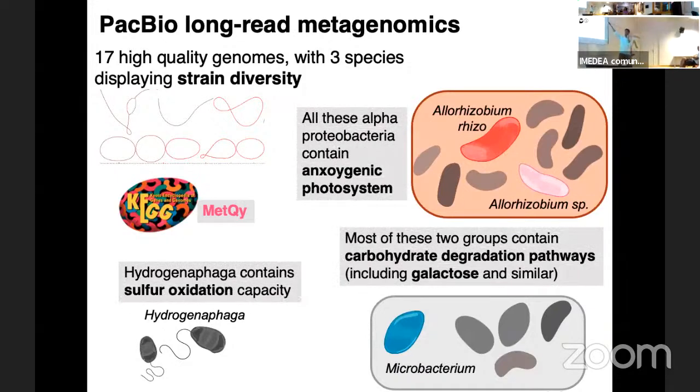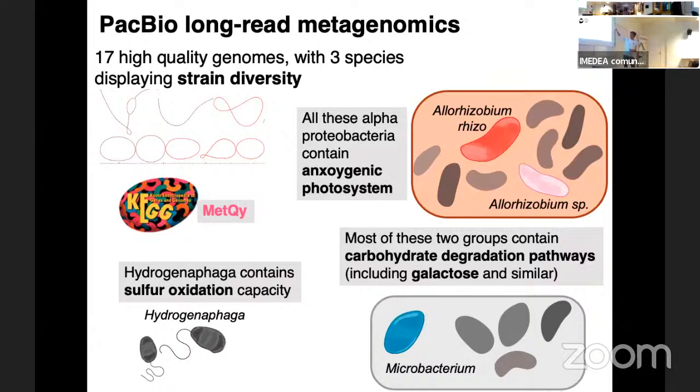Interestingly, all of this group have anoxygenic photosynthesis genes, which was quite interesting to us. Anoxygenic photosynthesis is a type of photosynthesis that doesn't use water as the electron donor and therefore doesn't generate oxygen. It uses other electron donors such as hydrogen sulfide and so on. I would say it's an understudied form of photosynthesis.